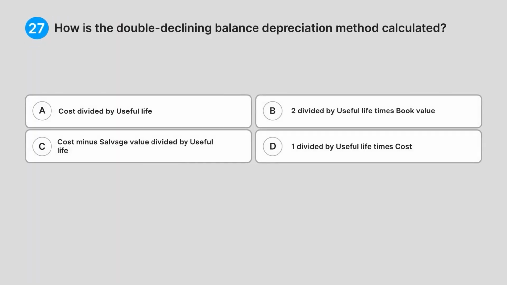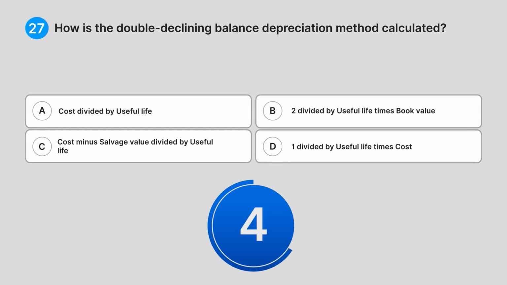27. How is the double declining balance depreciation method calculated? A. Cost divided by useful life. B. 2 divided by useful life times book value. C. Cost minus salvage value divided by useful life. D. 1 divided by useful life times cost. Do you know the answer?